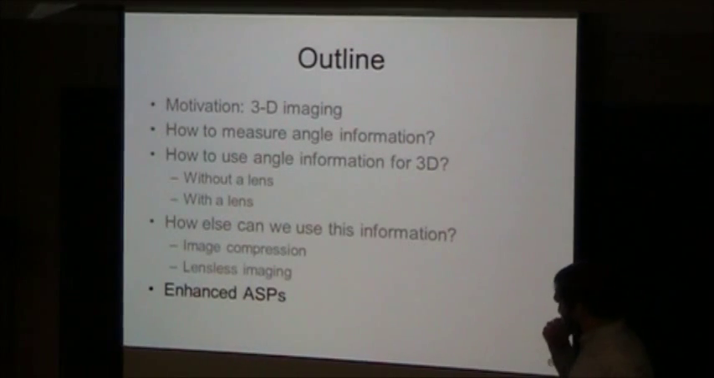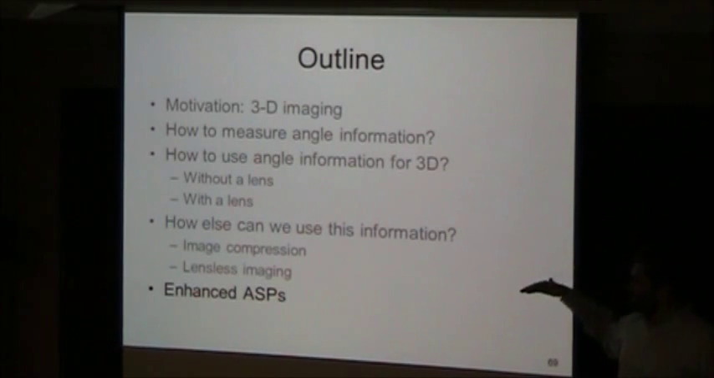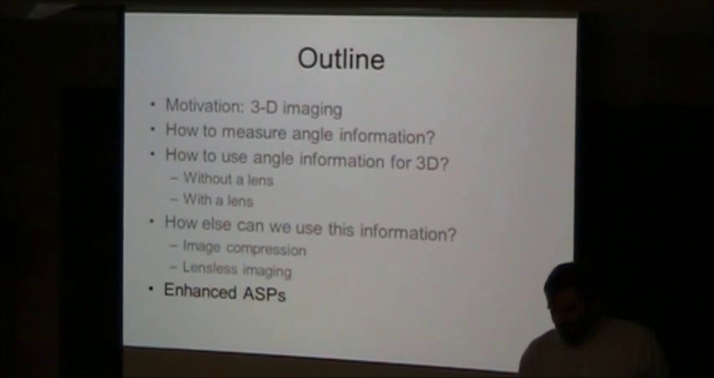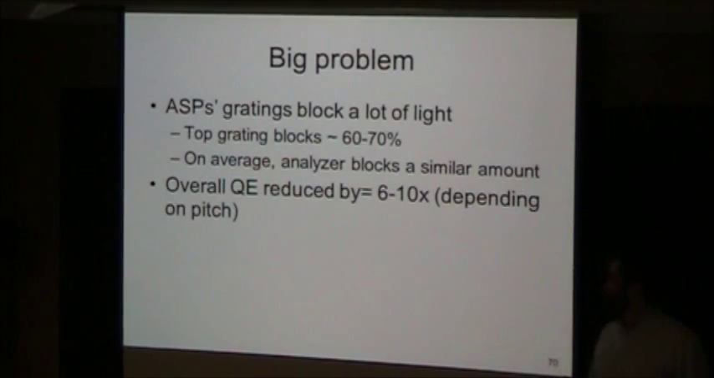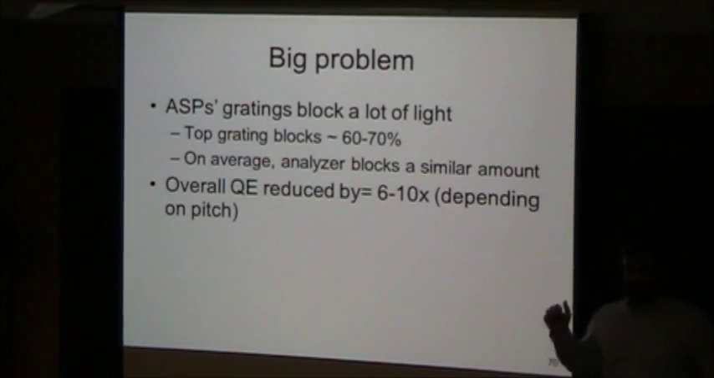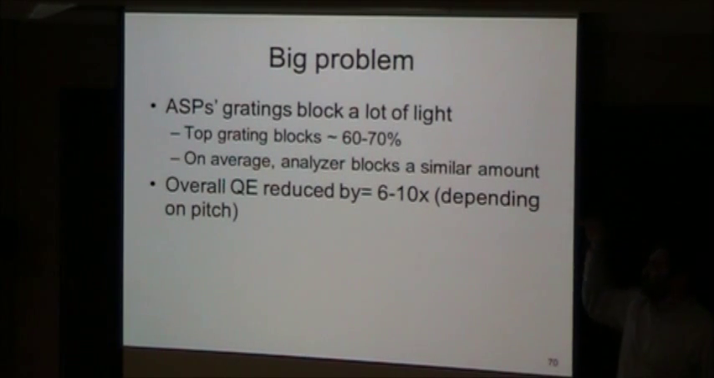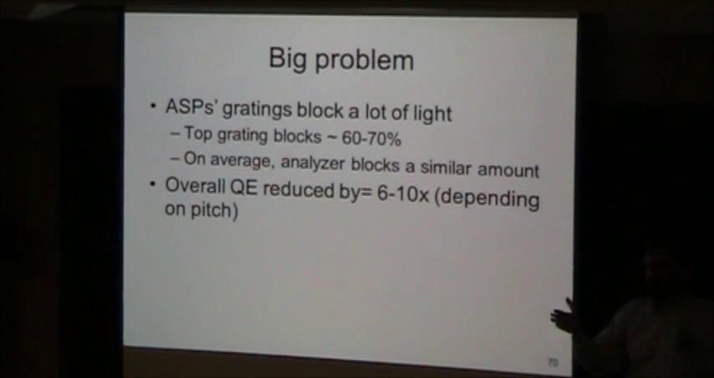All right, so before I stop, I just want to spend a little bit of time on our second pass on angle principles. I suspect most of the people in the room have noticed there's a big problem here. The big problem is that we have a lot of metal over our diodes, so we're losing a lot of light. In fact, each grating is blocking between 60 to 70% of the light at least. Ideally, it'd be 50 because they're 50% duty cycle, but we're approaching the diffraction limits here.